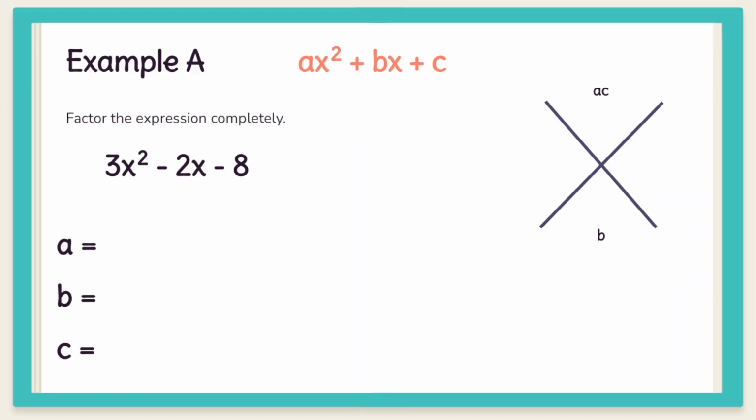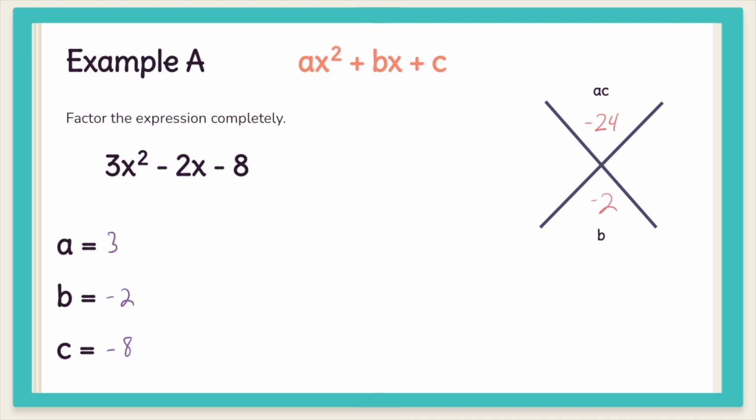Here in example A, you can see that we've got ax squared plus bx plus c, and we're going to factor our expression completely, except this time, a is not 1. So we're going to write down our a, which is 3, our b, which is -2, and our c, which is -8. Now, just like last time, we're going to look for things that multiply to a times c, except this time a is 3, so 3 times -8 gives me -24, and things that add to b, which is -2.